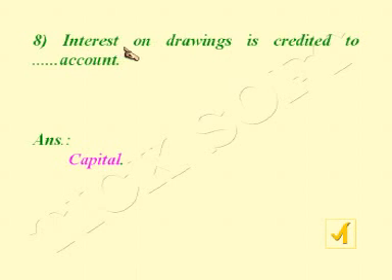Eighth one, interest on drawings is credited to dash account. Answer is capital account, because interest on drawings is income of the business, expense of the proprietor. So interest on drawings is credited to capital account.